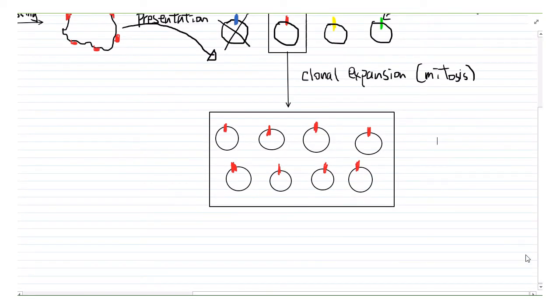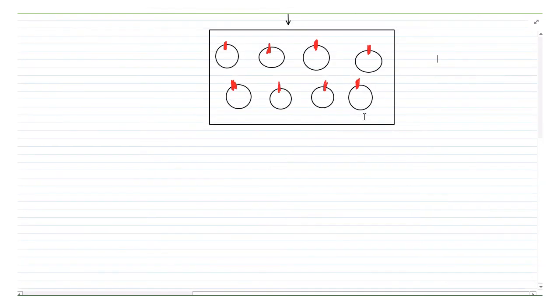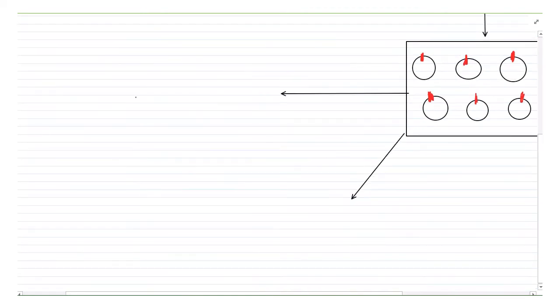After the naive T cell clones itself, they could differentiate, they could transform into one of four things. First of all, they could become what we call a killer T cell. Killer T cell, not to be confused with the natural killer cell. Okay, so this is different. This is killer T cell.